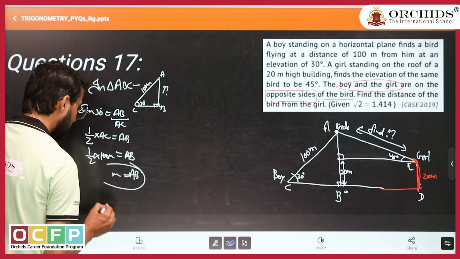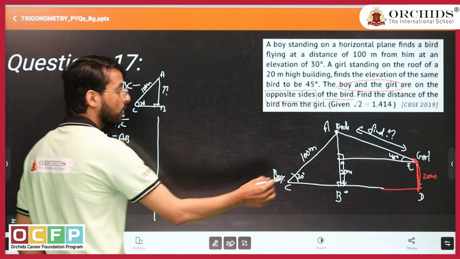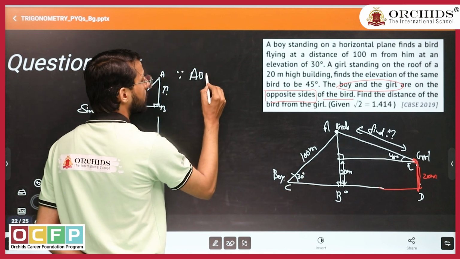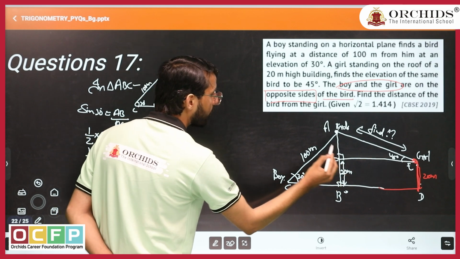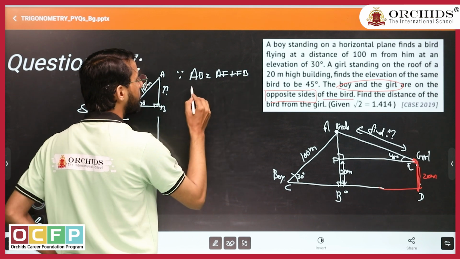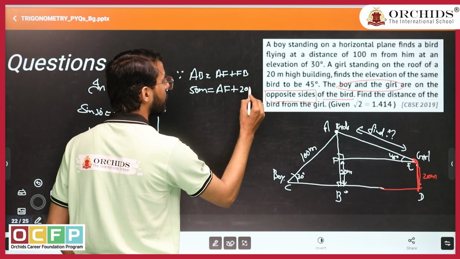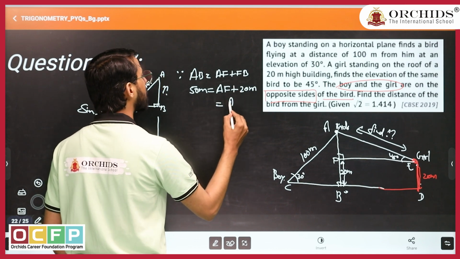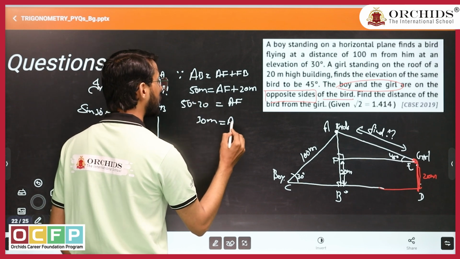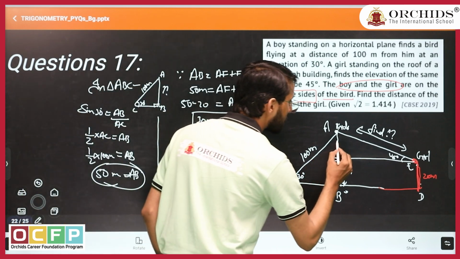If this 50 is not clear to you, you can write it again as 50 meter properly. Now, the total length of AB is 50 meters, and AB is the combination of this one, name it as F, AF plus FB. AB we got as 50 meter, AF distance we don't know, FB they have given as 20 meter. So we can easily find the length of AF as 50 minus 20, which is 30 meter. It means this length we got as 30 meter.